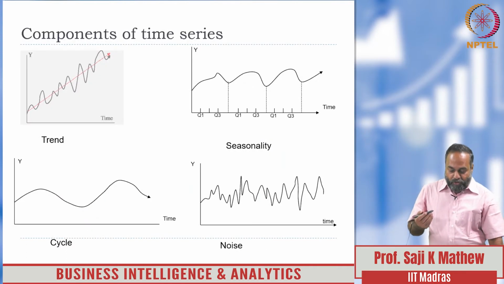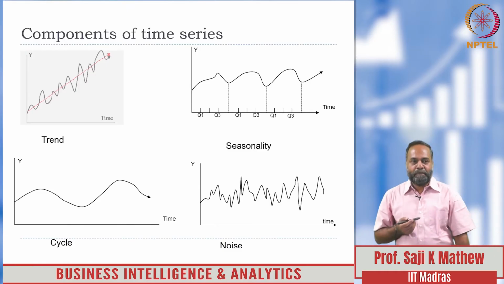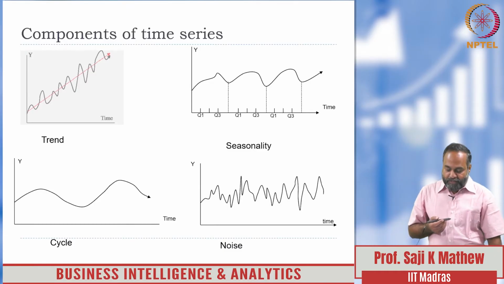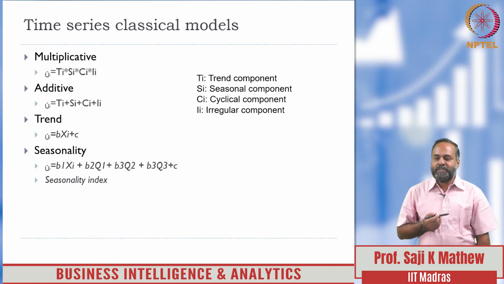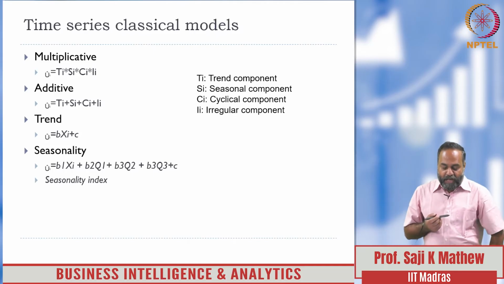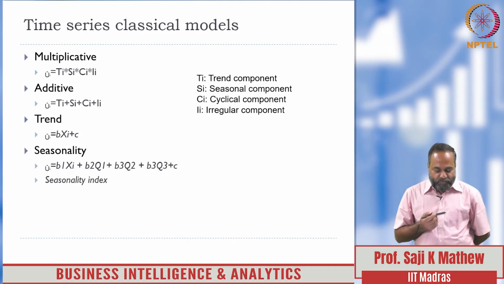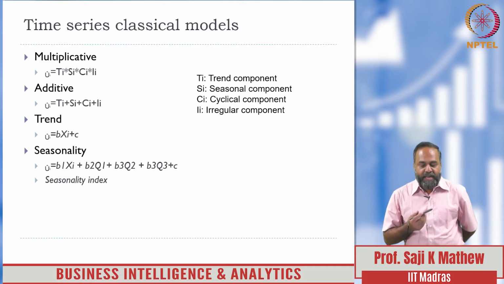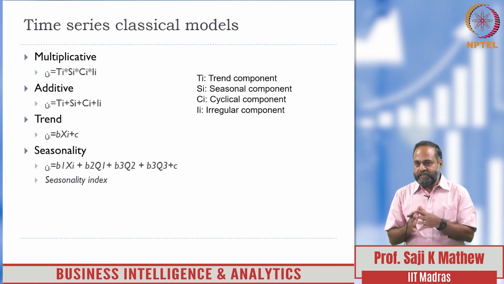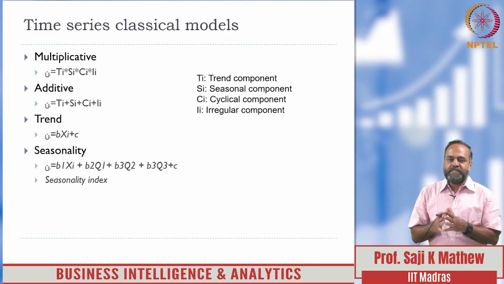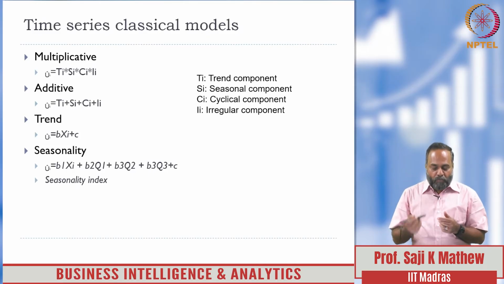So this slide depicts the 4 components: the trend, seasonality, cycle, and noise, or irregularity or randomness within the data. Classical time series models, if you look at statistical literature, you will find separate modeling techniques for trend, for seasonality, for moving averages, and then you bring these components together multiplicatively or additively, and there are models in statistics for modeling time series.